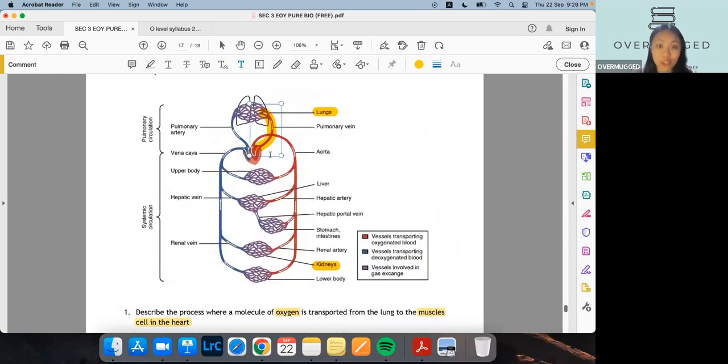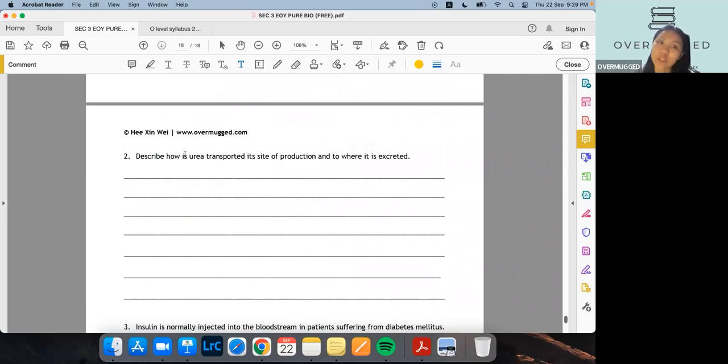Okay, next question is, describe how urea is transported from its site of production to where it's excreted. We didn't really cover how urea is produced here, so go and study your nutrition in humans also, but it's the liver. And where it's excreted, we talked about it just now, it's the kidney. So basically the question is, how is urea transported from the liver to the kidney?